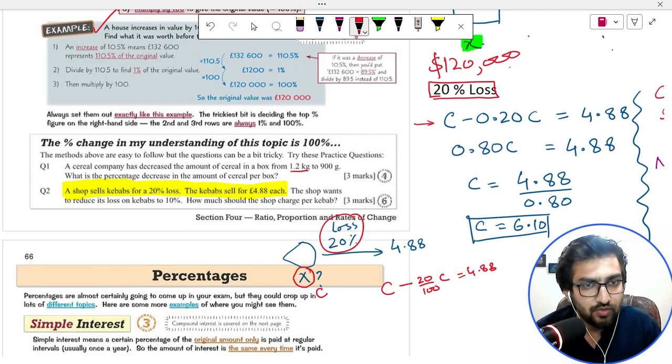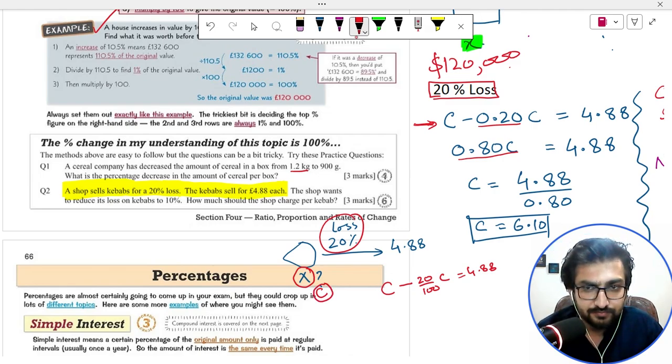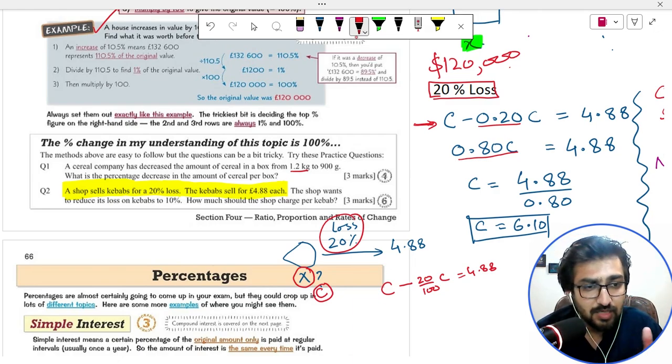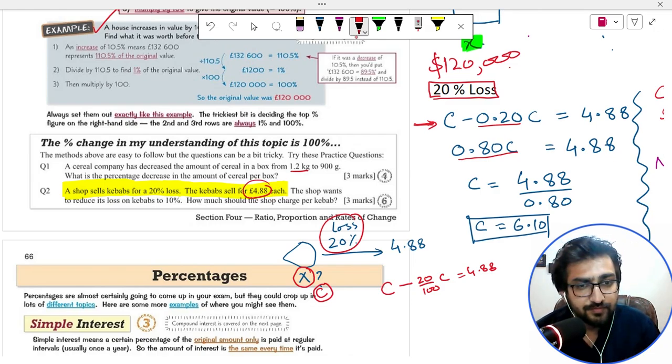So I have written the same thing over here. C minus 0.20, which is actually 20 divided by 100, is 0.20 C, and I have written C here as well. Then C minus 0.20 C is 0.80 C. We want to find out C. What is C? C is the original price of kebab, because the shop sells kebab at 20% loss, and that is this one. This is after 20% loss.